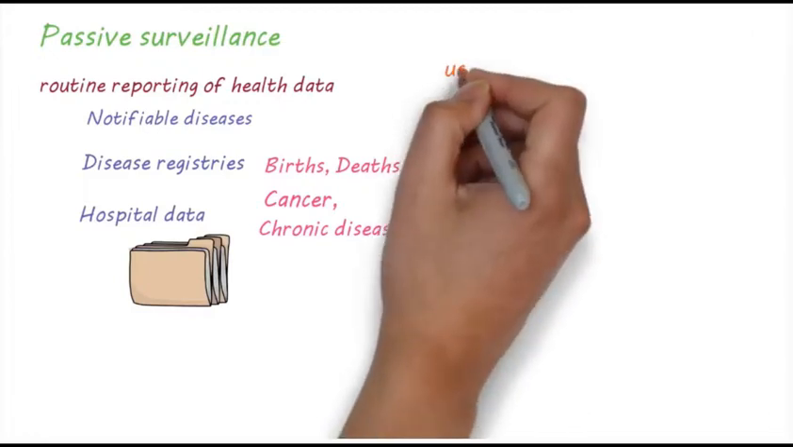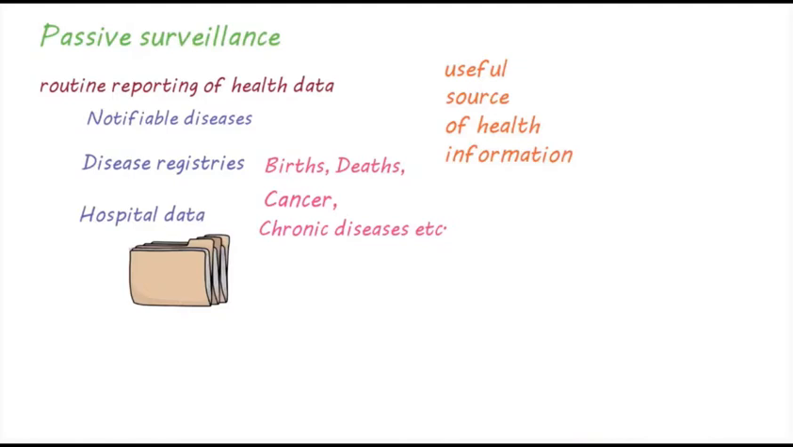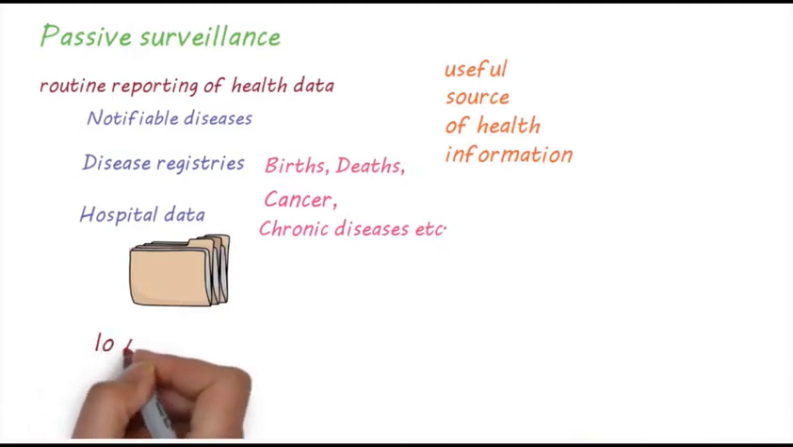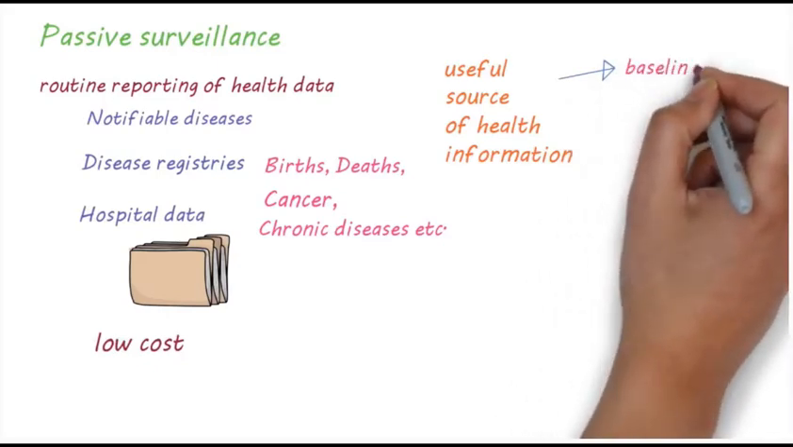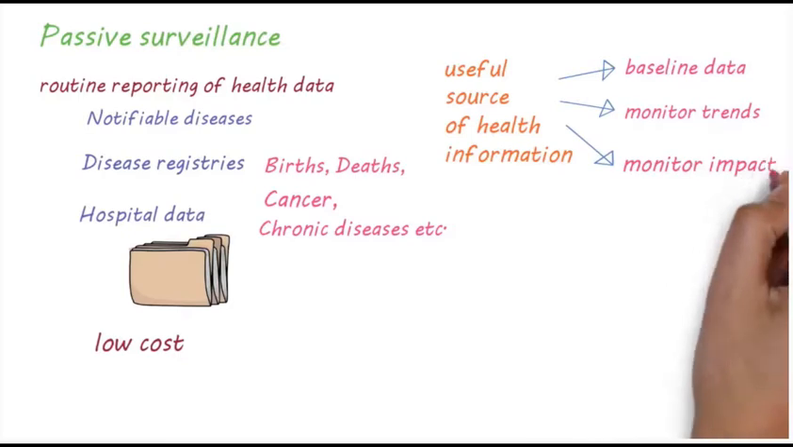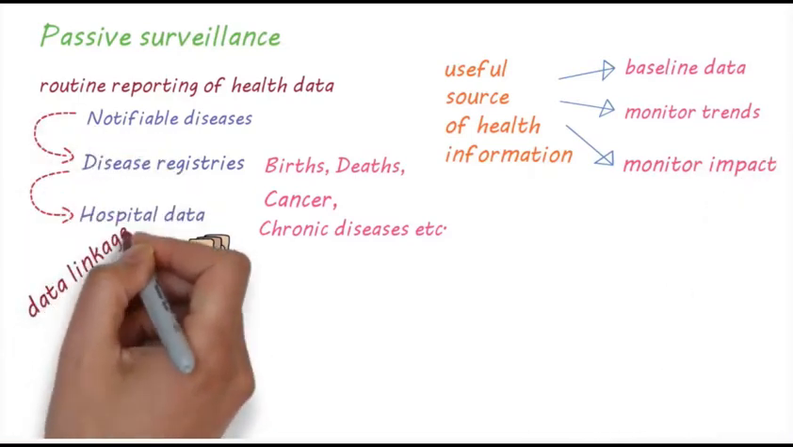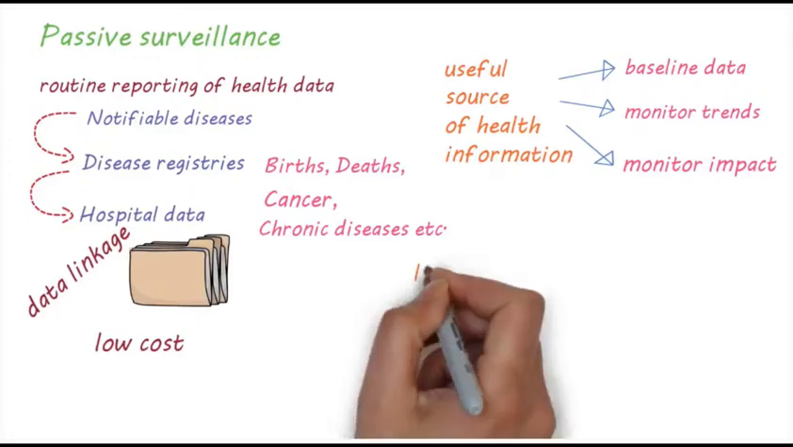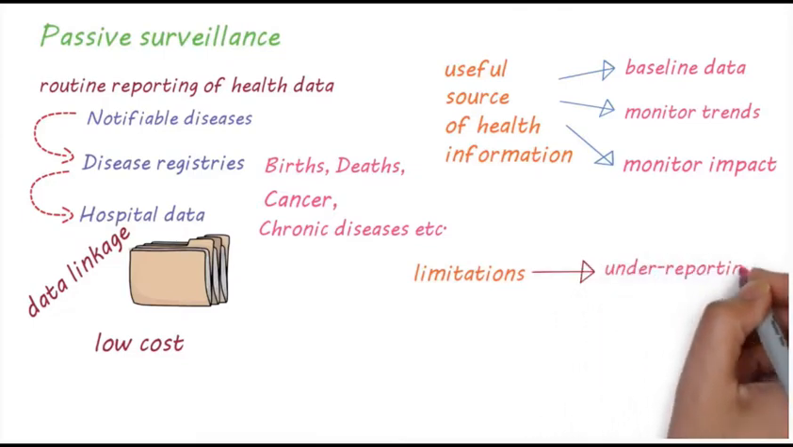Passive surveillance is a valuable source of health information. One of the biggest advantages of this type of surveillance is that it's generally inexpensive. It can be used to provide baseline data on the health of a population, monitor trends, or monitor the impact of an intervention. Also, different types of these data sets can be linked to provide a complete picture of health. There are, however, a number of limitations of passive surveillance. The main one is underreporting.